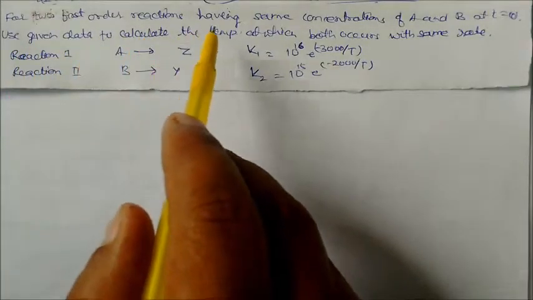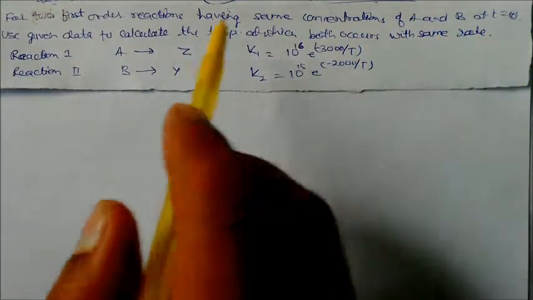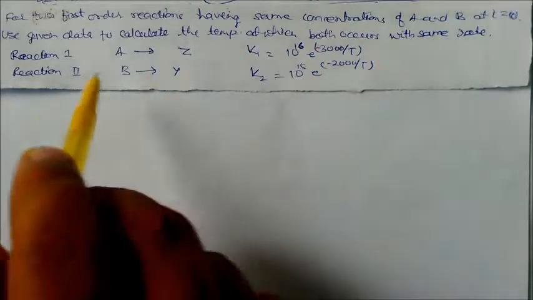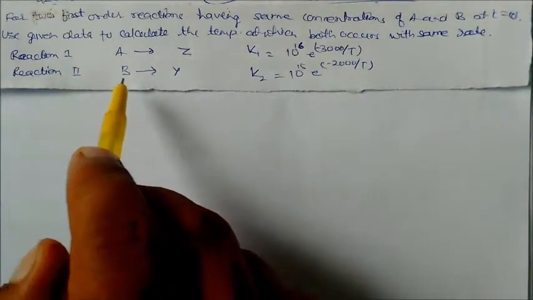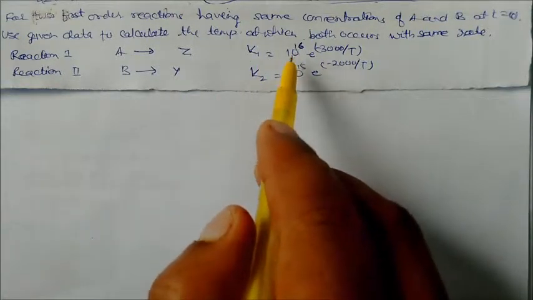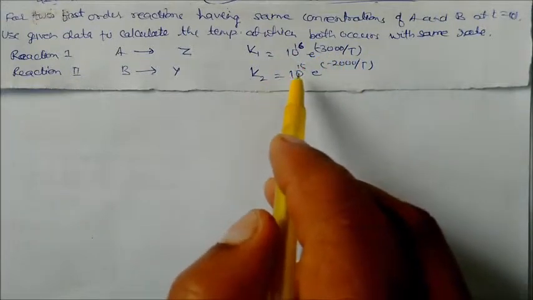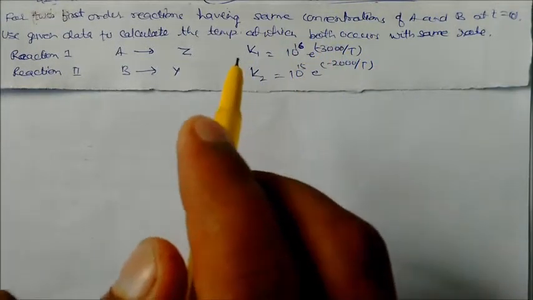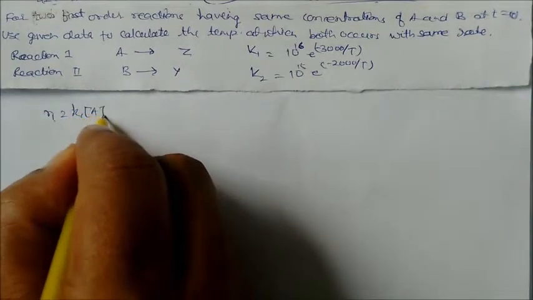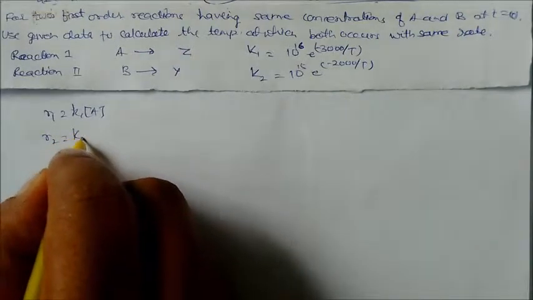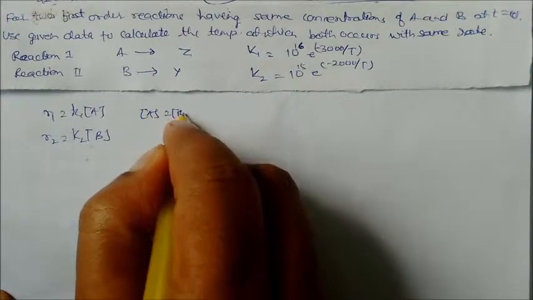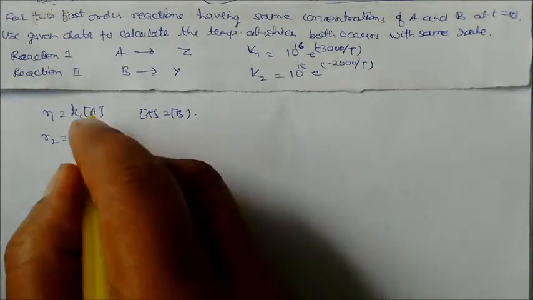For the first order reactions having the same concentration of A and B at t equal to 0, use the given data to calculate the temperature at which both occur with the same rate. That is, reaction A goes to Z and B goes to Y. So K1 for the first one is 10 to the power 16 e to the power minus this, and for K2 this value is given here. So we have to find this. R1 is equal to K1 into this, and the second rate is K2 into B. Now again they have given A is equal to B. This is another condition, so in this case both are equal to each other.